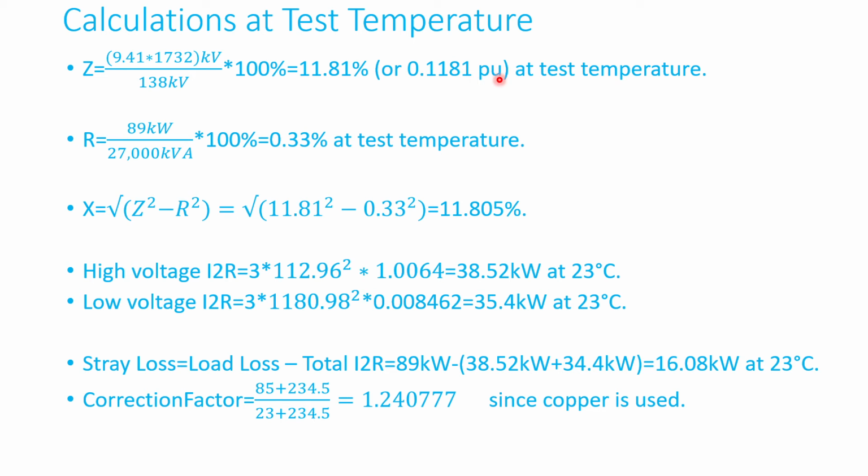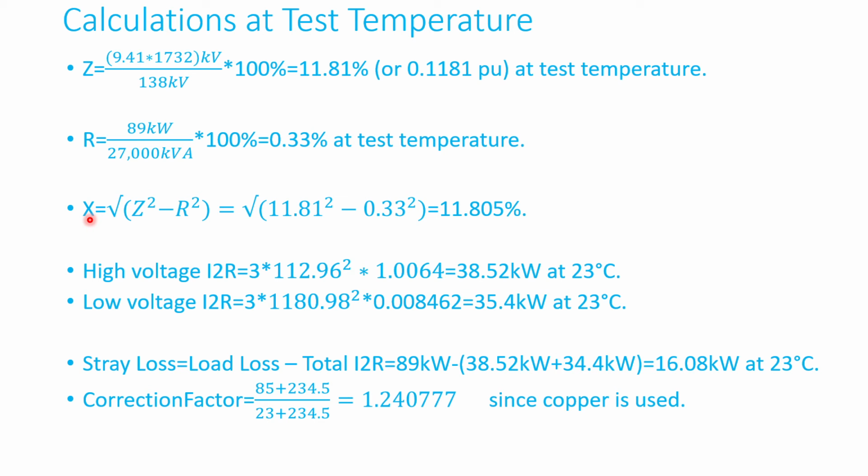This is at the test temperature. Resistance is load losses. In this case, we measured 89 kilowatts divided by 27,000 kVA. So we have to be consistent. This is kilo, this has to be kilo. That's why I'm converting 27 MVA to 27,000 kVA, times 100%, which comes to 0.33%.